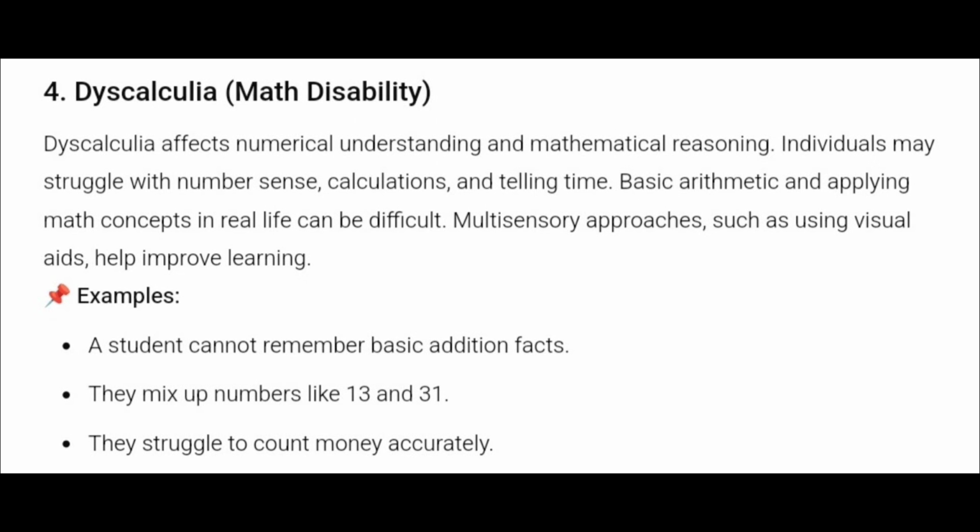So in dyscalculia, what happens is that the child has a numerical understanding problem. So they're not able to understand the numbers, right? They don't like the numbers at all. They don't understand, and they don't have mathematical reasoning, and they may also struggle with number sense. They may struggle with basic calculations like 5 plus 3 is what, 4 minus 1 is what, 5 divided by 5 is what. So this type of simple basic maths also they are not able to understand. They're not able to understand the time, so they are not able to tell you the time.